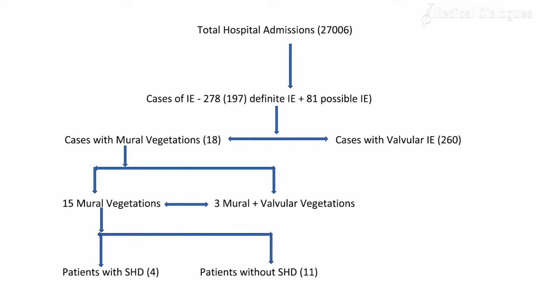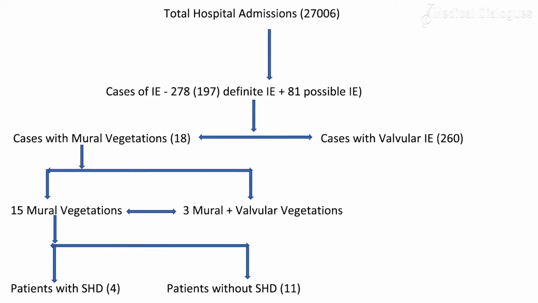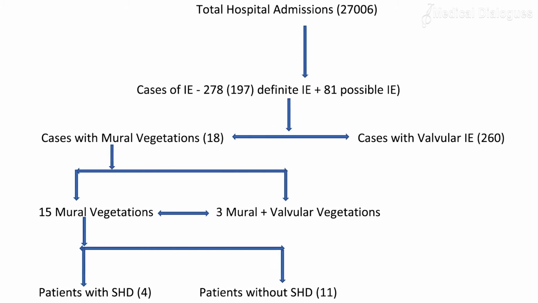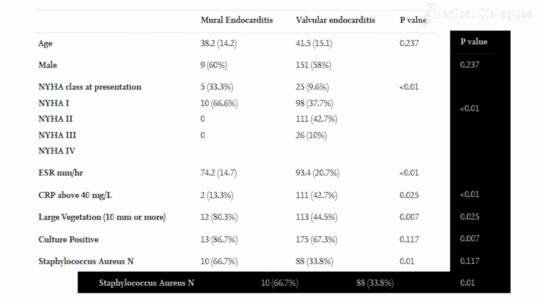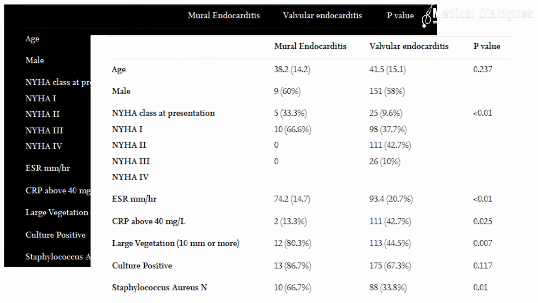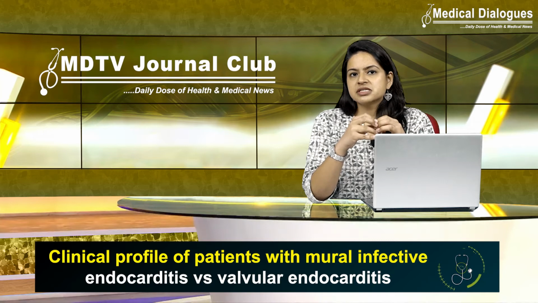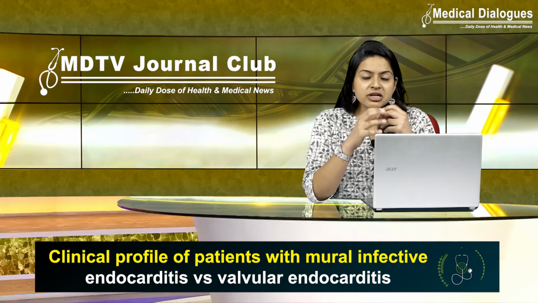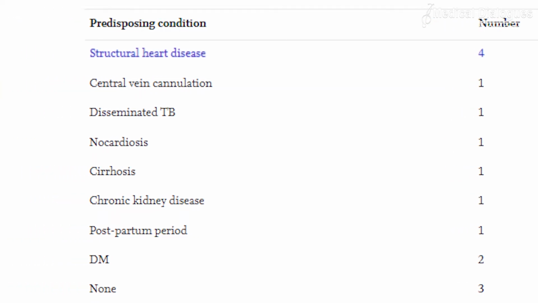So, a retrospective analysis of data included patients who were reported to have vegetations on the mural endocardial surface. These patients were taken as a group and compared with the remainder of the patients. Now, the clinical profile and the laboratory parameters, including culture and outcomes, were compared between the two groups. Of the 278 patients who were included in the study, 5.38% had vegetations on the mural endocardium. Of them, only 4 had structural heart disease.